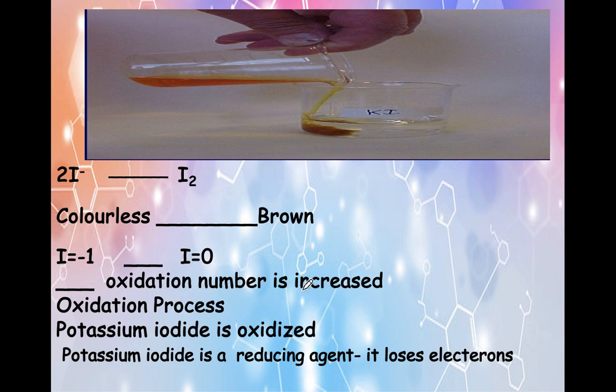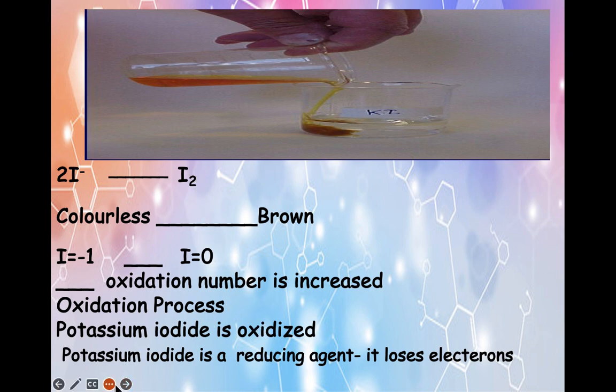So here, an increase in oxidation number means oxidation process. And the potassium iodide here is, according to the name of the process, oxidized. But still, it is a reducing agent. Why? Because it loses electrons.